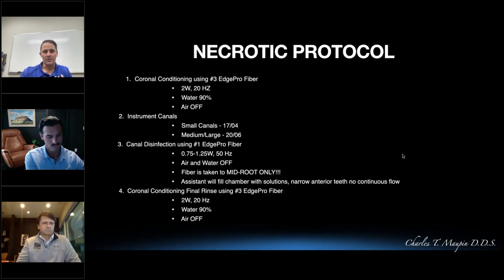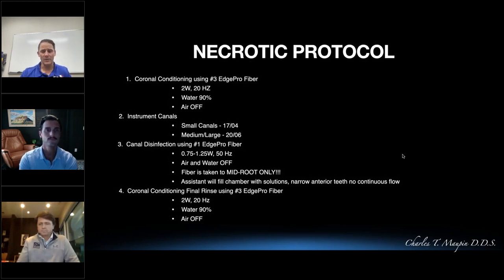The only difference with the necrotic protocol is I come in and I just use water. Immediately after access, I blast for about a minute, 2 watts, 20 hertz, water only. Some people like to come in with hypochlorite. I'd drop it down to 1 watt, 50 if you did that. But I use the water only just to flush everything out, go from there. Instrument canals to a 17/04 for small, 17 to 20, and medium to large is a 20 to a 30 is what I'm doing on that now. So I am going a little bigger on some of these now, but that's kind of my regimen there.